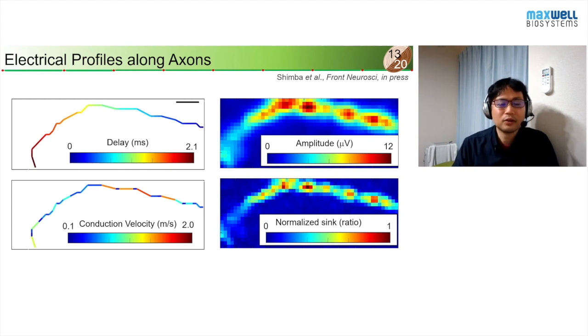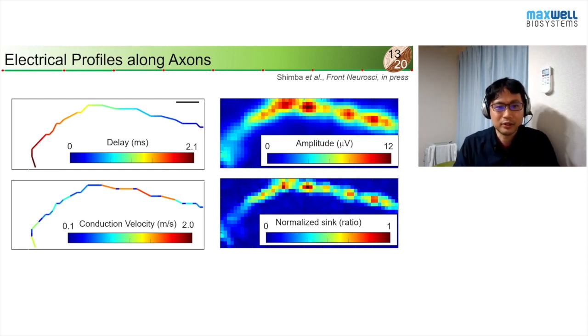If nodes of Ranvier and myelin sheaths are formed, inward current would be expected to flow only in the nodes because sodium ion channels would be concentrated in the nodes. So to evaluate the magnitude of inward current along the axon, we performed current source density analysis and calculated electrical sink, which indicates the magnitude of inward current.